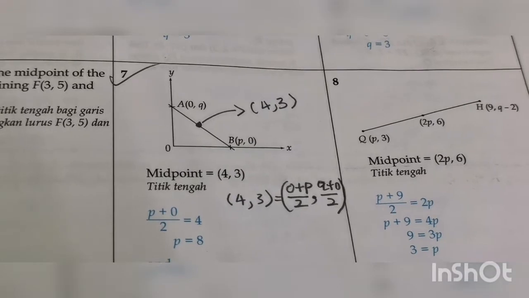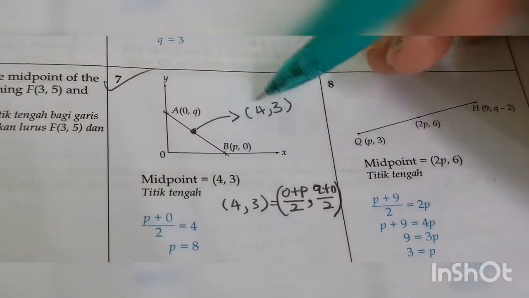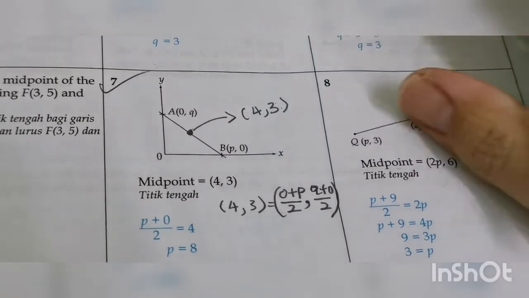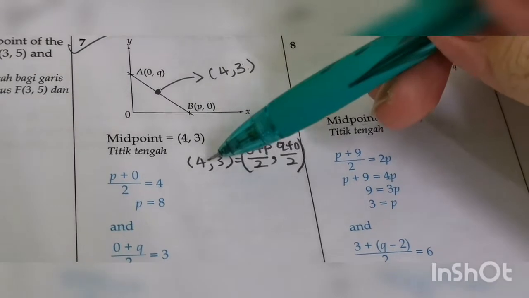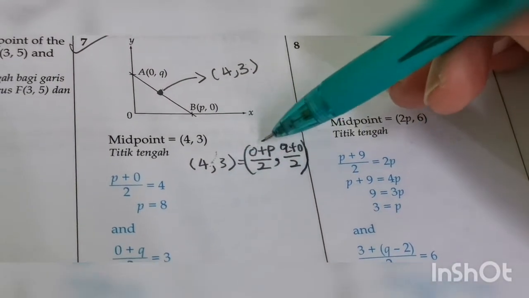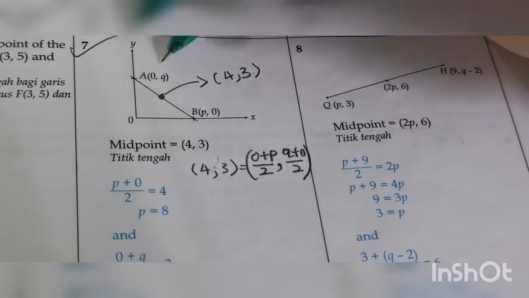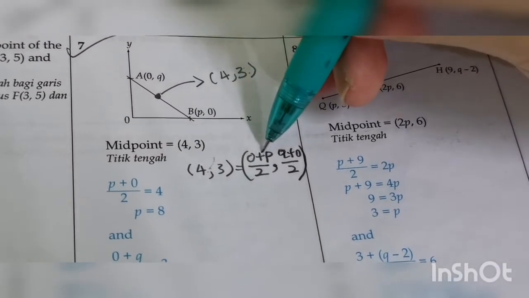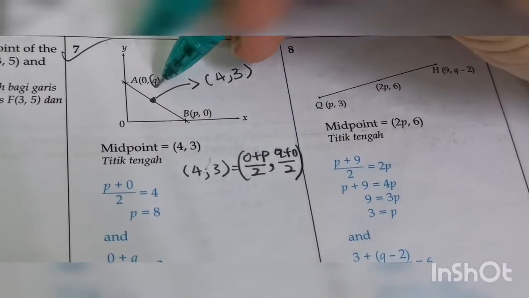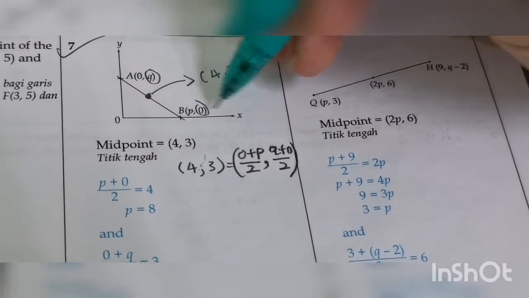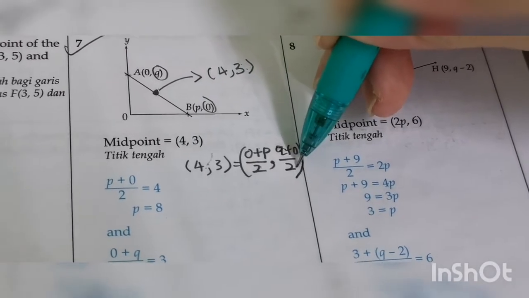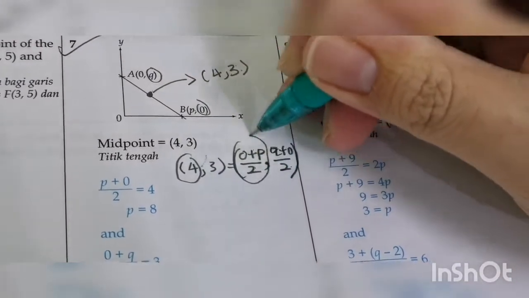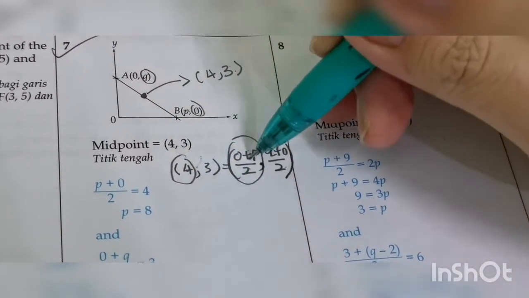If the question already gives you a midpoint, for example 4 and 3, and then asks you to find the unknowns here, same also, you use the midpoint formula. You put the midpoint in front. Still remember what the formula is? X plus X, so 0 plus P, you put here, over 2. Another one is Y plus Y, so Q plus 0 over 2. And then we follow the place, this place and this one are the same.